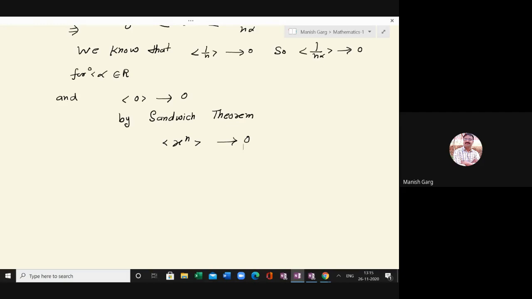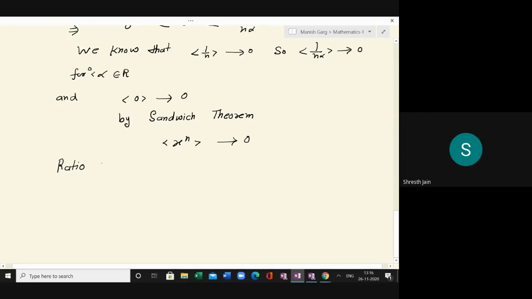Okay. Any doubt? If you have, write in the chat box. Now, I do a nice result. Next nice result: with the help of this result, you can also find the limit of some sequences, not all, but some. This is known as the ratio test for sequences. Be careful.